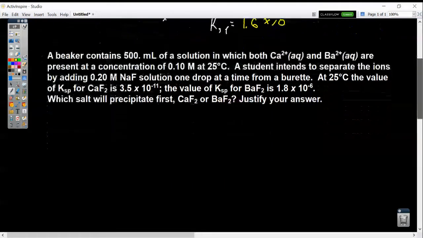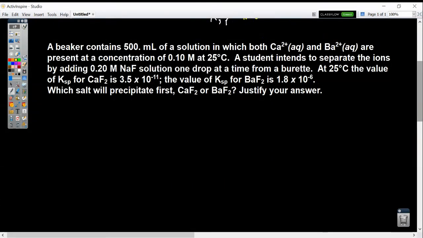A harder question. This is a former AP question from years ago. You have a beaker. It contains calcium and barium. And basically, to that beaker, you're going to add fluoride. Most fluoride salts are soluble, but there are some exceptions, and calcium and barium are two exceptions. You're going to add fluoride, and one of these is going to precipitate first, one of them precipitate second.